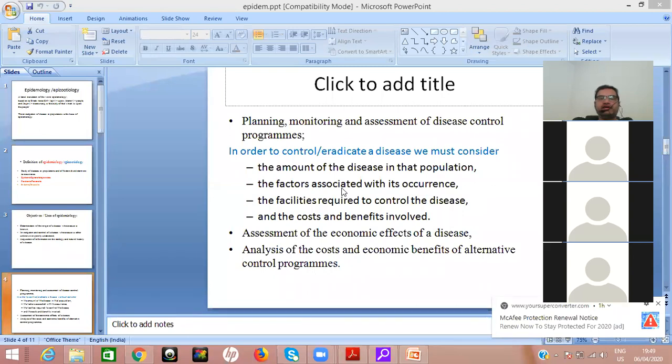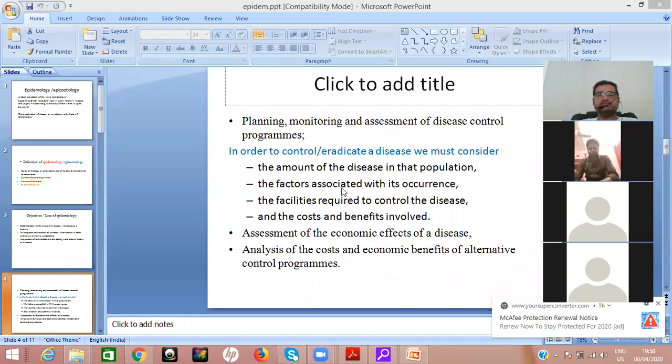Say, for example, we have to handle this virus in BSL-3 condition. So if we know that this virus requires such condition, we have to generate the facilities. Unless we generate the facilities, we cannot go for its control planning. Okay. So if we have a BSL-3 laboratory, we can collect the sample and go for its diagnosis. That is the importance of knowing the facilities which is required for the control of a disease.